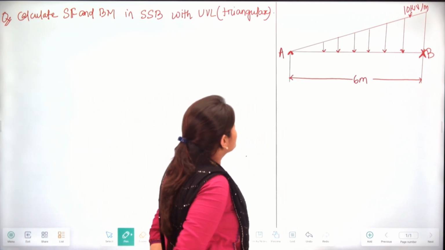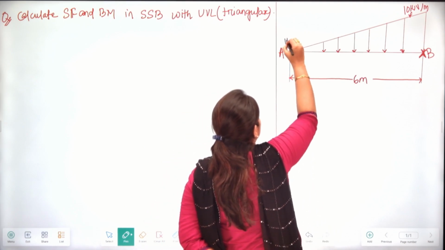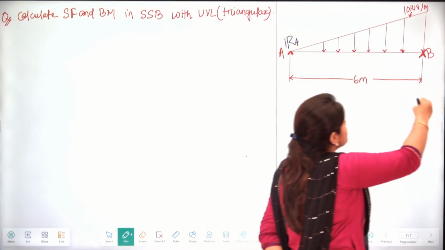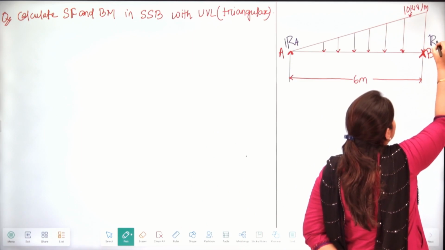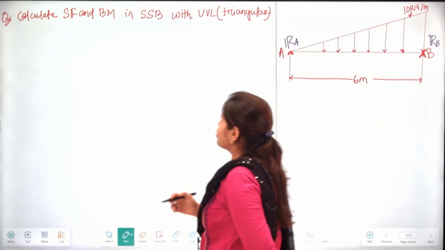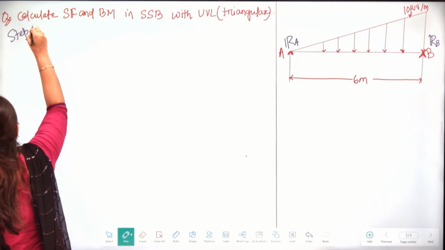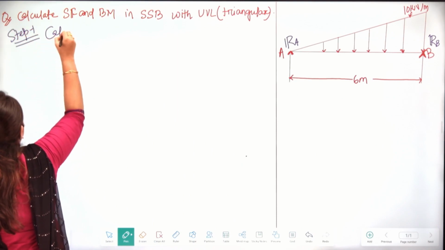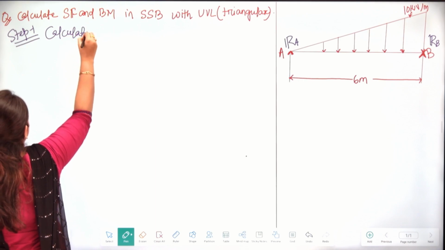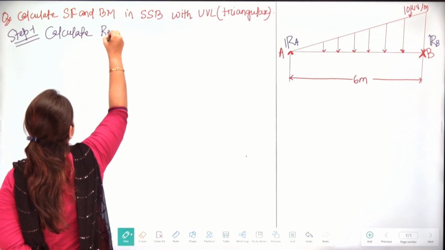First of all, we know the end supports will have reaction forces. Let's name them RA and RB. As always, we will go for step 1: let's calculate the reaction forces.